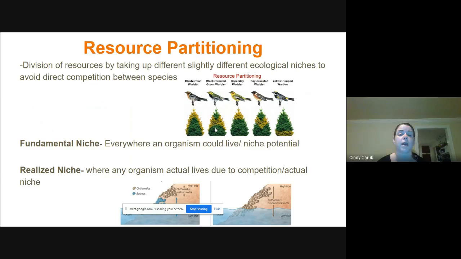So these warblers could live everywhere. Okay, just like these barnacles can live everywhere. Okay, and these warblers are everywhere on the tree. That is your niche potential. But when you have competition, you get what's called the realized niche, or where you actually live. And so here you see the barnacles are only here, the warblers are only in certain parts of the tree.